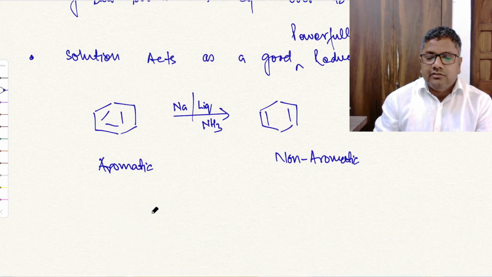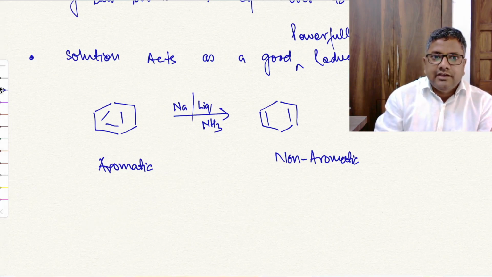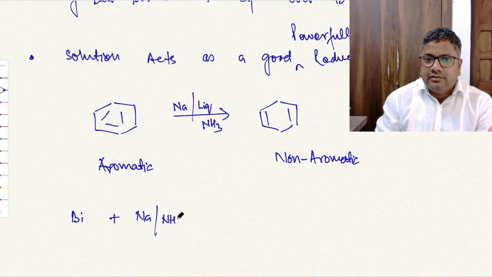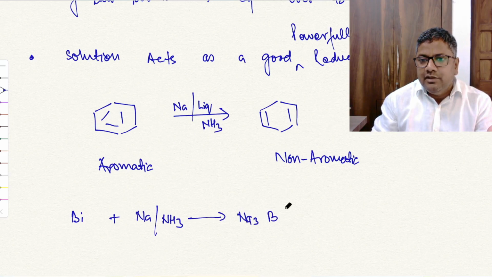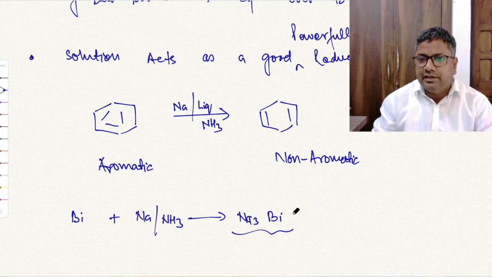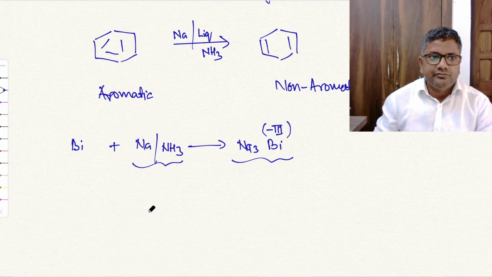And one more important point, that some of the metals are also reduced with sodium and liquid ammonia, and they form even lower oxidation states. For example, if you take bismuth with sodium and liquid ammonia, you will have Na3Bi, right? So what is the oxidation state of bismuth here? Bismuth is -3, right? So you can imagine how powerful a reducing agent this is, right?